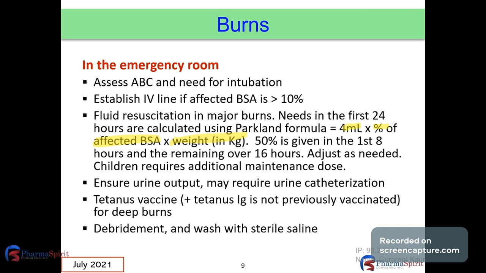In case of deep burn, we need to give a booster dose of tetanus vaccine if the patient had no doses in the last 10 years, and we may also consider giving tetanus immunoglobulin if the patient is not previously vaccinated. We need to do debridement by removing the loose tissue, but for sure we don't open intact blisters because this can increase the risk of infection, and we need to wash the area with sterile saline.